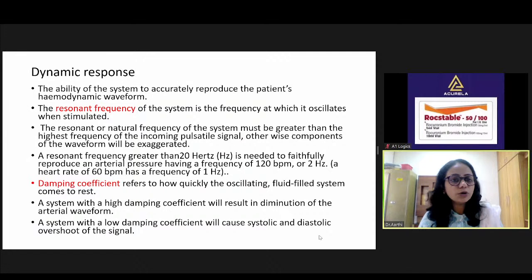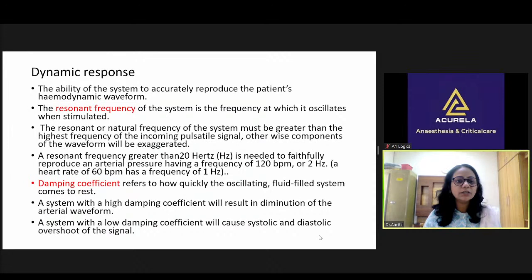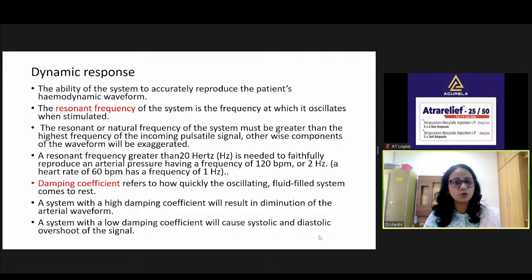We need to know certain specific parameters with respect to arterial blood pressure monitoring. So those are a few definitions which we need to understand before going into the assessment. Dynamic response is the ability of the arterial system to accurately reproduce a patient's hemodynamic waveform. That depends upon two things: one is the resonant frequency, another is the damping coefficient. The resonant frequency of the system is the frequency at which the system oscillates when it is stimulated. It is also called the natural frequency of the system, and it has to be greater than the highest frequency of the incoming pulsatile arterial blood pressure signals.